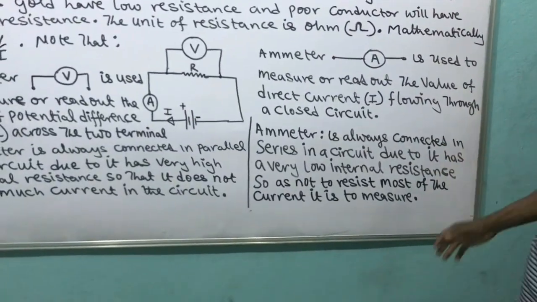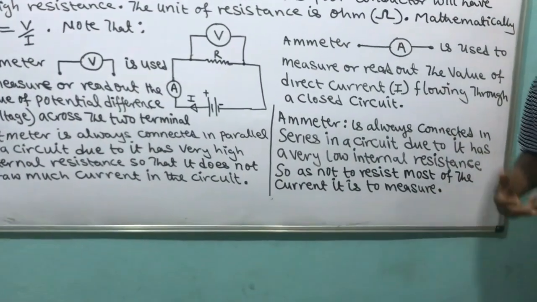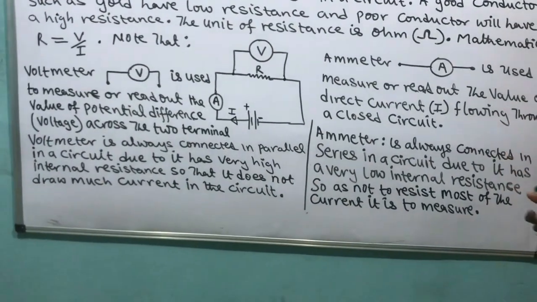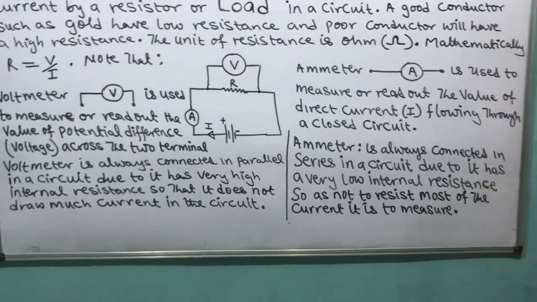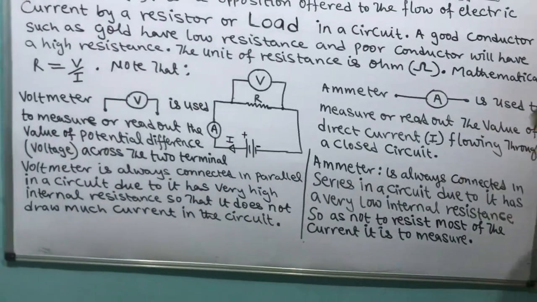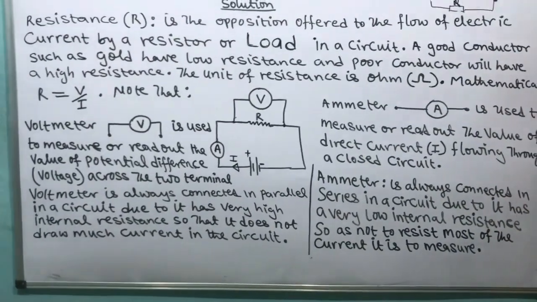Due to its very low internal resistance. Ammeter has a very low internal resistance. So it has nothing to offer, no opposition to offer to the flow of current. Rather, it reads the value of that current out. So it has not much resistance to offer to the flow of current.